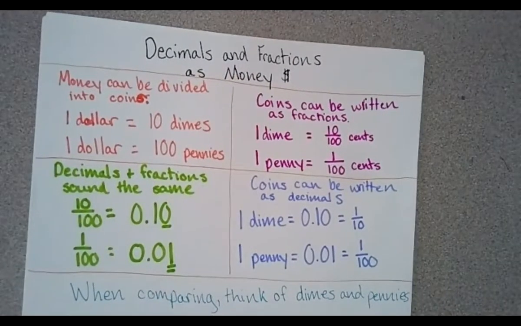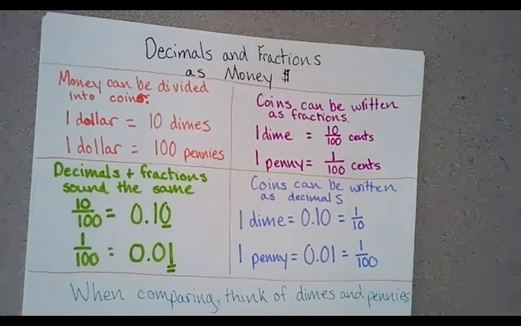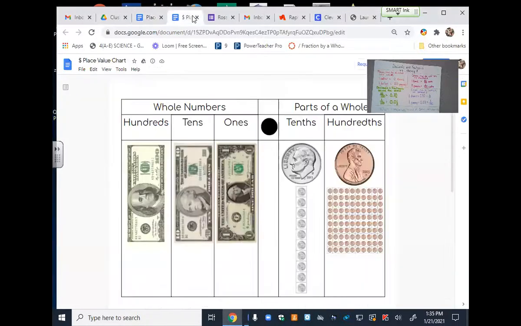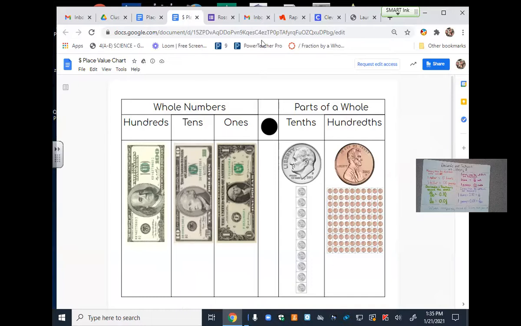Okay, so I'm going to show you one last thing. I'm going to share my screen with you, and I'm going to look at this place value chart that I pulled up. I want you to look at it, and you'll see that I have a whole dollar here in the ones place. I have a $10 bill in the tens place and a $100 bill in the hundreds place. Well, that makes sense. Ones, tens, hundreds. Okay, Miss Ross, I got you.